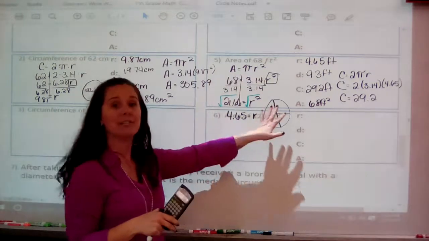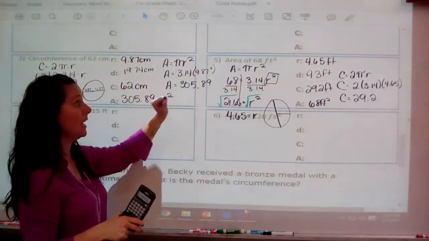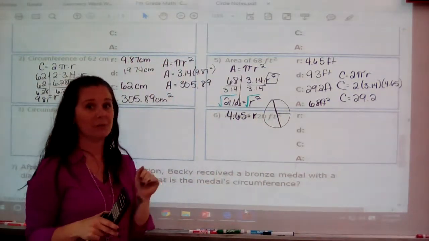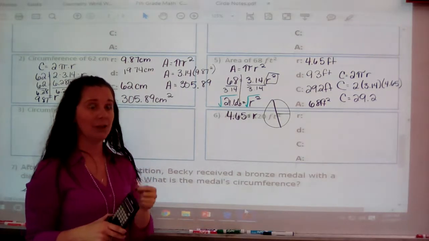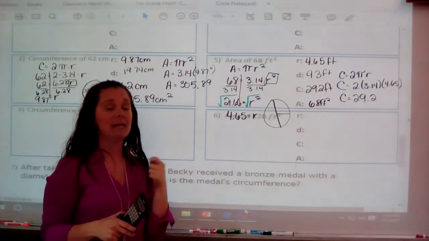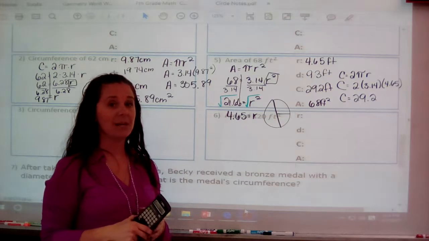So hopefully seeing me do this on the video, you can pause it, go back and watch it. And everything that I've done here can be applied to all of the other questions we've done for circles. The formulas are the same. Circumference formula is always the same. Area formula is always the same.